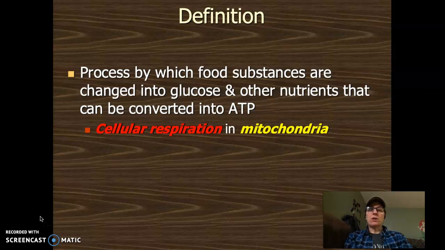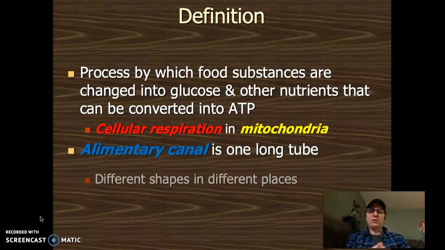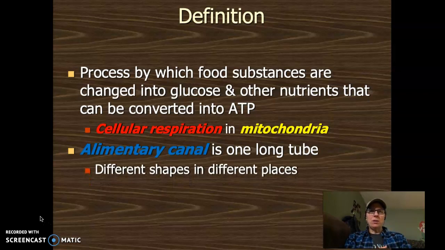So let's talk about a couple other terms. The digestive system is broken down into two sets of organs. One is the alimentary canal, and the alimentary canal contains the organs that you generally think of as part of the digestive system. So if I were to ask you, name a part of the digestive system, somebody would say stomach, somebody would say intestines, someone would say esophagus. And when you think about it, those organs are all connected to each other, and the difference is just that they have a different shape in different places.